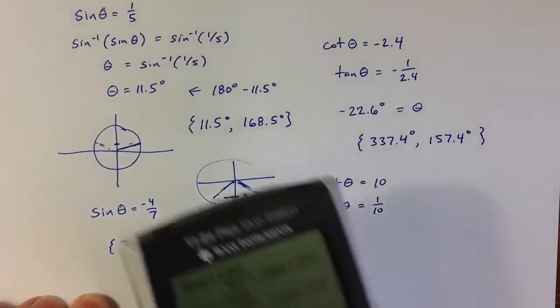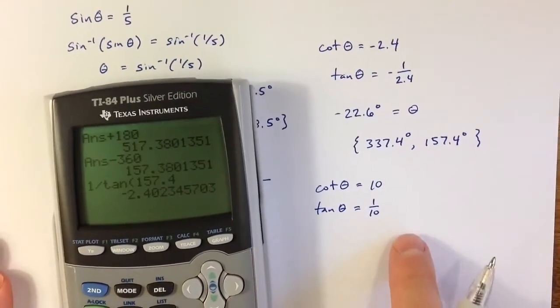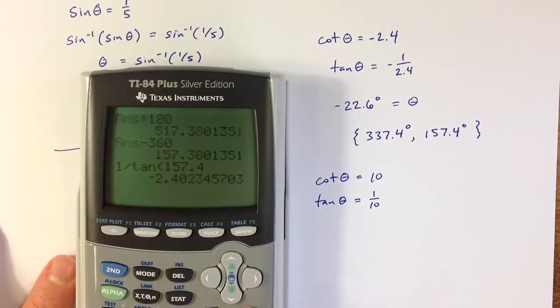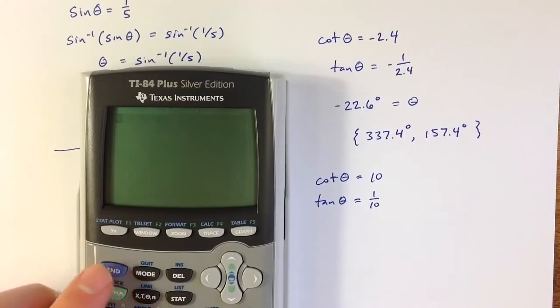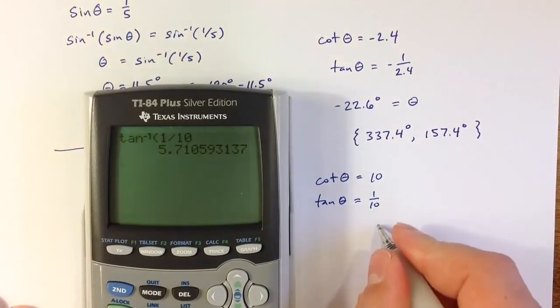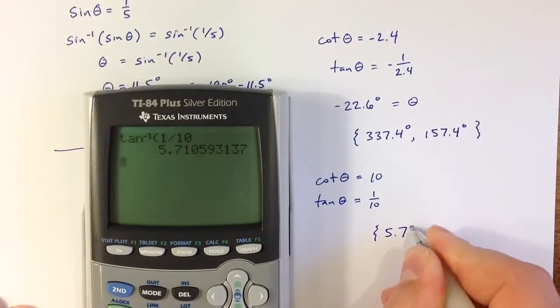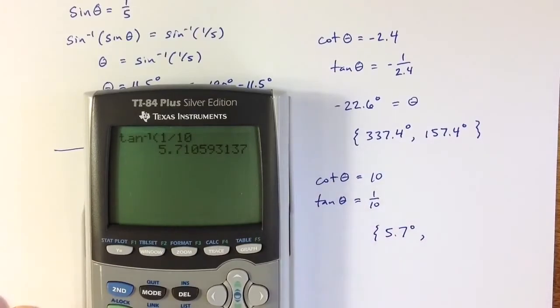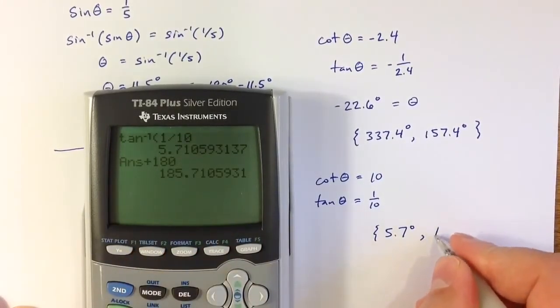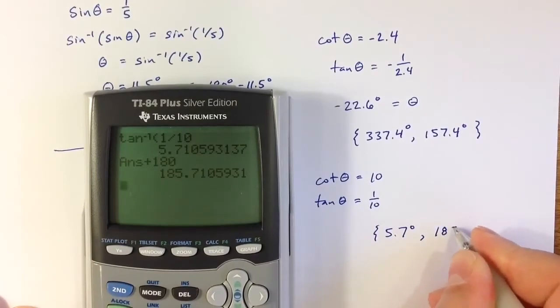In a similar way, if I want to find solutions to cotangent of theta equals 10, we can look at tangent of theta equals 1/10. And so inverse tangent of 1 divided by 10 gives me a positive solution. So one answer is 5.7 degrees. And then the second answer I can get by adding 180 to that. That gives me an answer in quadrant 3. The first answer was in quadrant 1. And I get 185.7.